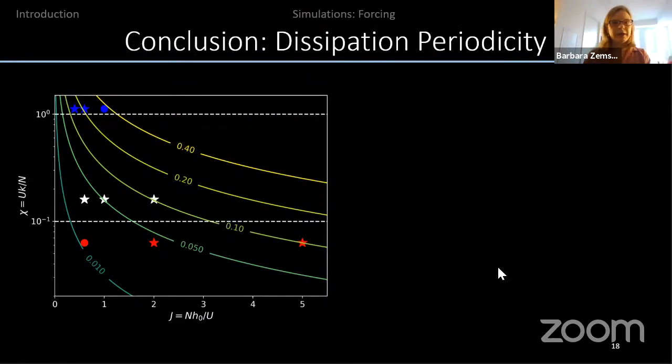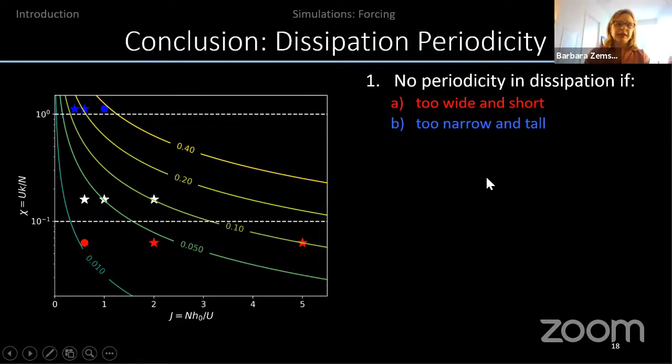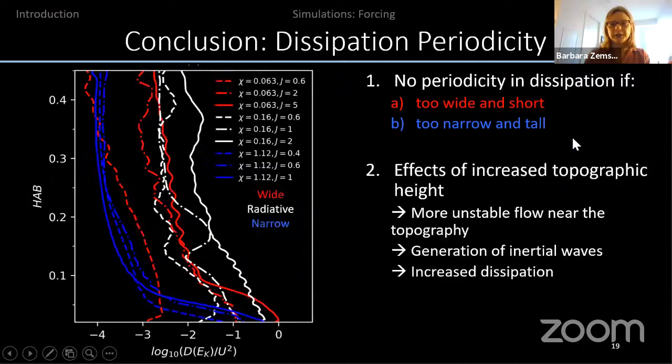And so finally, to conclude, because I'm running out of time. 3 minutes. Thank you. So what we saw was that there was no periodicity in dissipation in our domain if the topography was either too wide and too short or too narrow and tall. And one of the things that we can hypothesize is that this periodicity in dissipation is related to the topographic slope. So maybe if the slope is too steep, the flow is so blocked that it really doesn't go over the topography, and so it does not have even the hydraulic control type of inertial wave generation mechanism. Or the topography is too wide and too short, the slope is just too shallow, and the flow essentially does not feel it. And so we also don't get these inertial wave radiations.